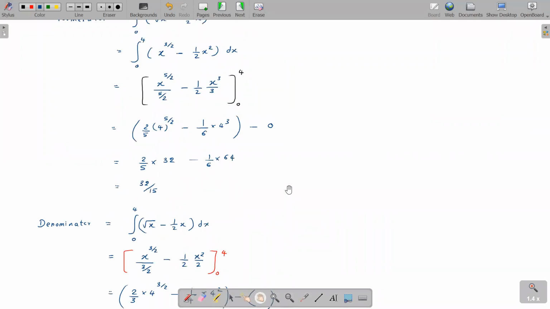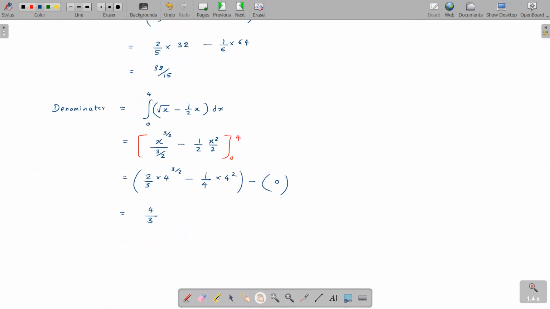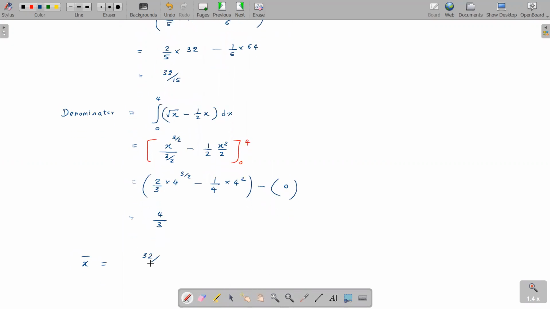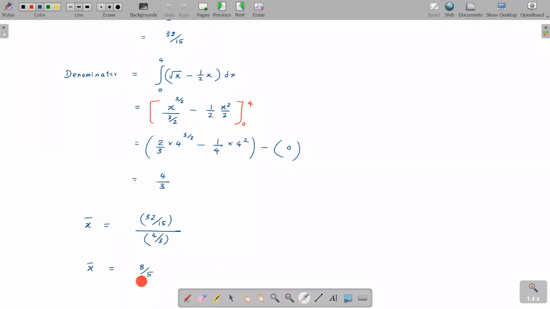Then the next thing you do is, we have everything ready. Just substitute the numerator value and the denominator value and get the x bar. So x bar equals the numerator value we got, 32 over 15, divided by the denominator value we got, 4 over 3. Just simplify and get the x bar. All right, guys, you get the answer 8 over 5. So this is the x bar.